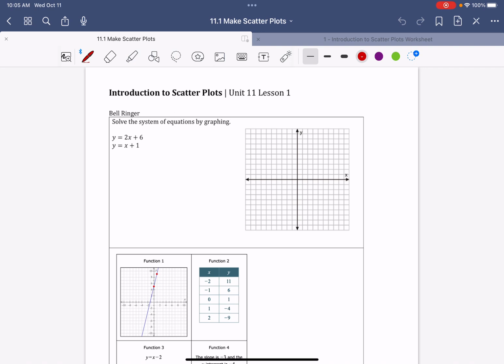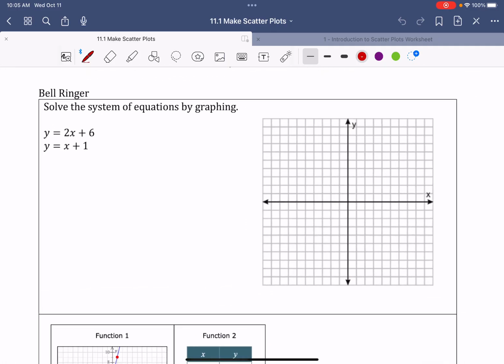This is Unit 11, Lesson 1, Introduction to Scatterplots. So first we'll start with the bell ringer. We're going to graph these two equations. So the first equation, the slope is 2 over 1 and the y-intercept is 6.